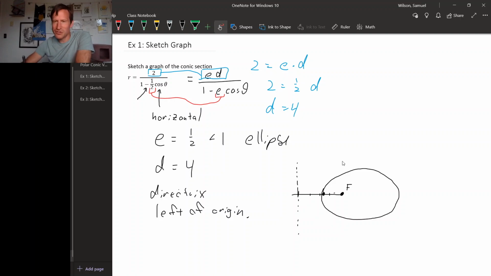I think the important features of this graph to be somewhat accurate about are where the directrix is relative to the focus, how your conic section is oriented, that is horizontally or vertically, and what kind of conic section it is. Is it an ellipse, a parabola, or a hyperbola? All right, let's look at another example.